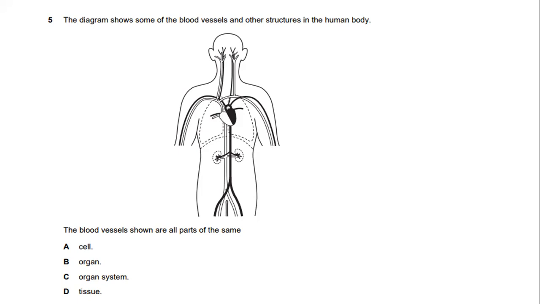As you know, there are several organ systems, such as the circulatory system, digestive system, respiratory system, excretory system, nervous system, endocrine system, and reproductive system. So the answer for this question is the nearest, organ system, which is C.